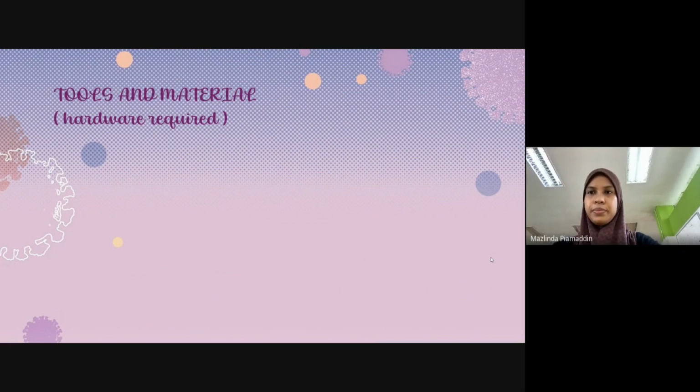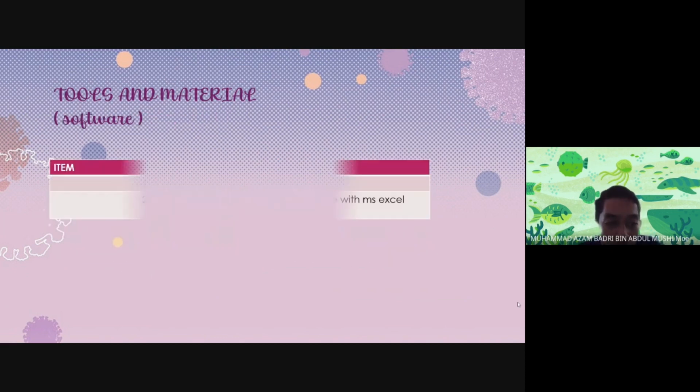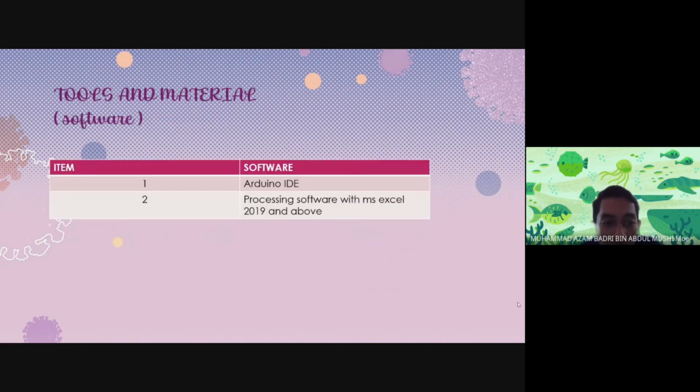Okay, so let's discuss first the tools and materials that we use. Firstly, the hardware required is the Arduino Uno board. Second, the DHT11 digital humidity and temperature sensor. Third, breadboard, ports, jumper wires. The software that we use for this project is Arduino IDE and Processing software, with Microsoft Excel 2019 and above.